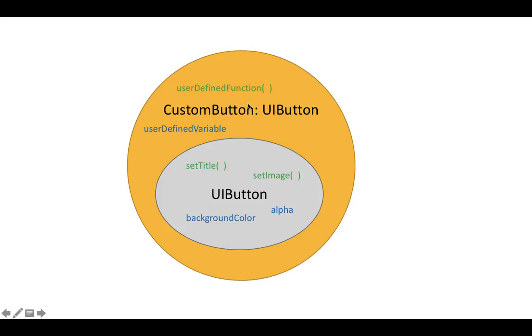In addition to all of the functionalities of UIButton, I can actually define my own function and define my own variable that is not reachable from UIButton. Okay, so that is why the CustomButton, that subclasses UIButton, is a bigger circle that contains the UIButton, which is the superclass of CustomButton.